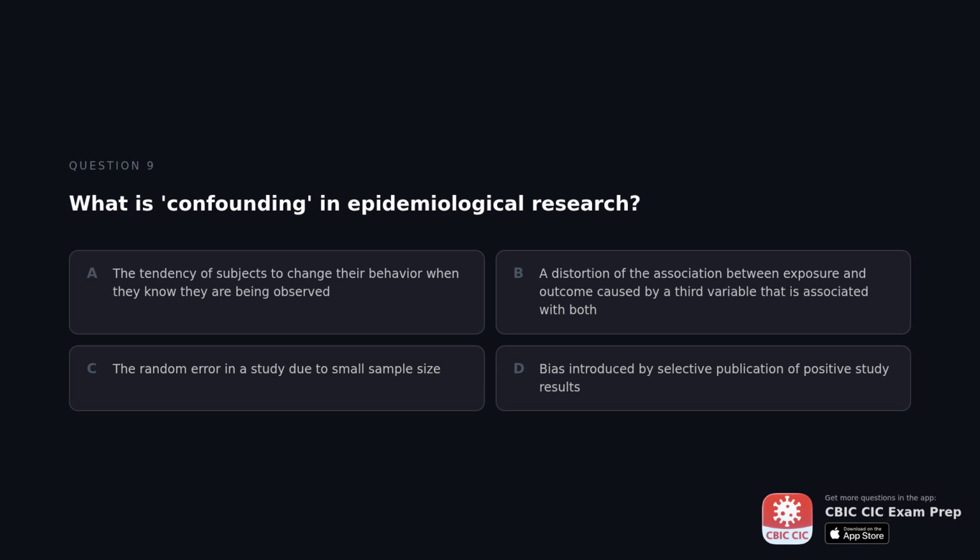What is confounding in epidemiological research? A. The tendency of subjects to change their behavior when they know they are being observed. B. A distortion of the association between exposure and outcome caused by a third variable that is associated with both. C. The random error in a study due to small sample size. D. Bias introduced by selective publication of positive study results.